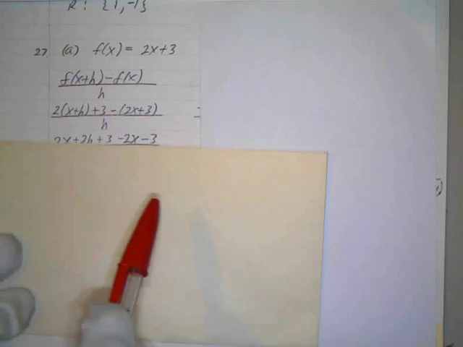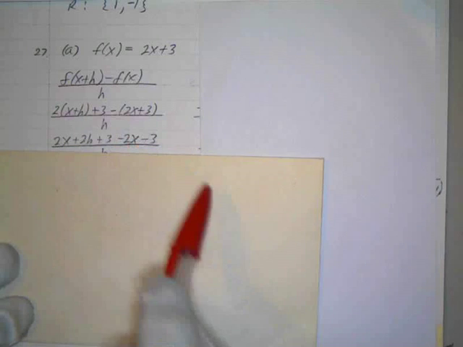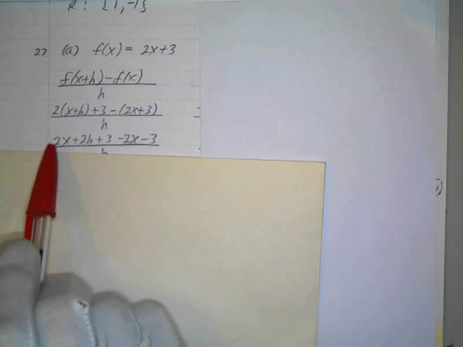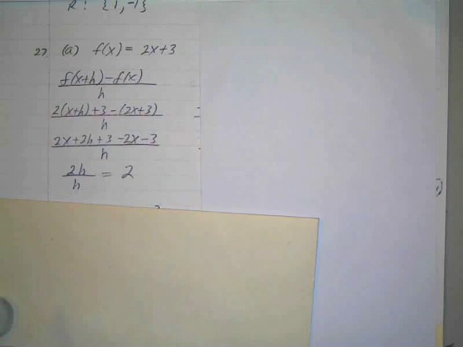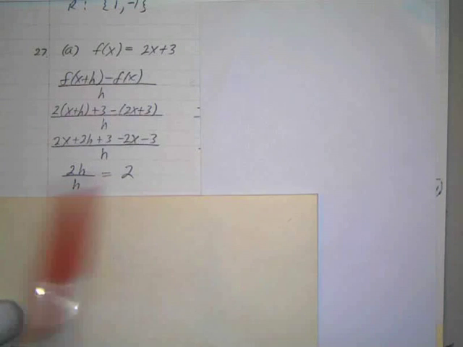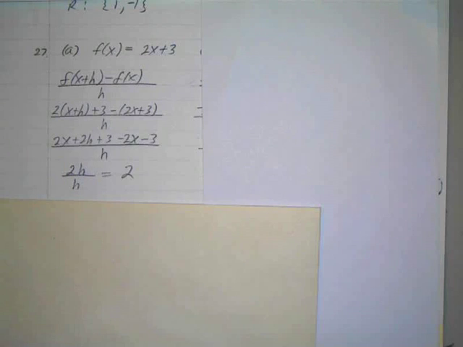Then we multiply out 2x plus 2h plus 3, negative 2x, negative 3. The x terms cancel, the numerical terms cancel, so we just have 2h over h, which is just 2, so that simplifies real nice. So make sure you kind of understand what to do over here.